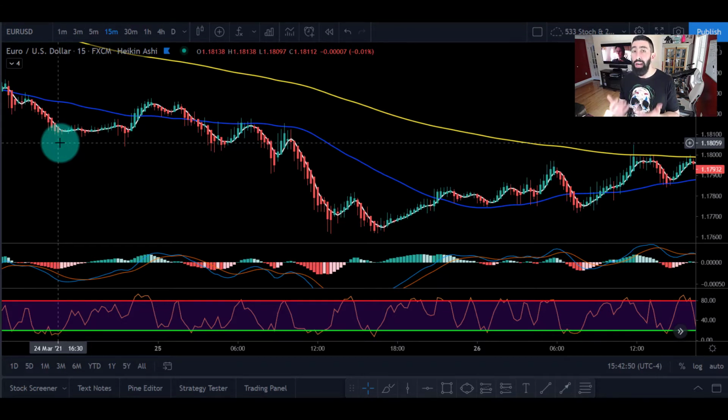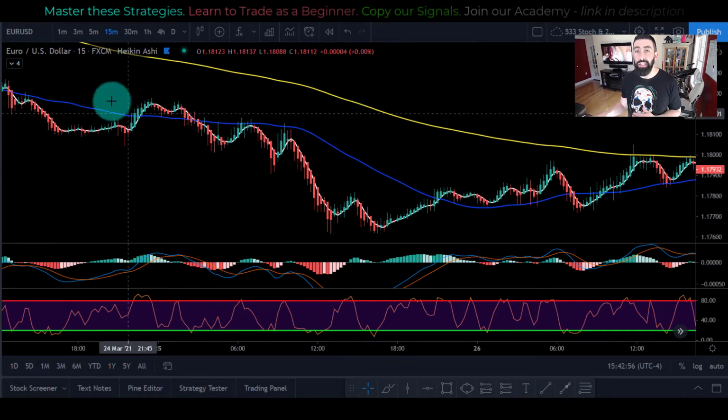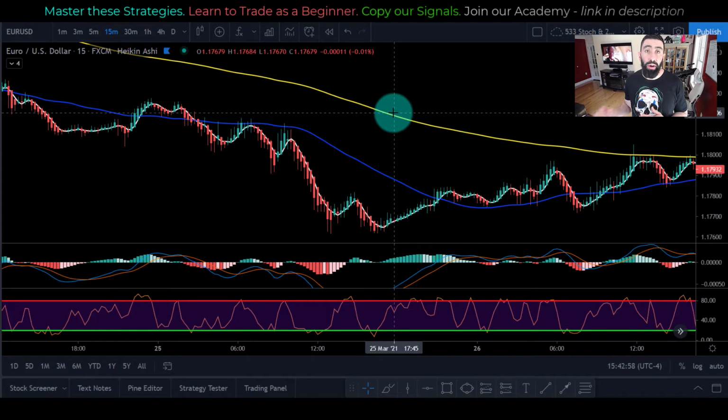Now this also comes in with proper market analysis, all right, and also the fact that we have a 200 EMA, which is the yellow line. So if the market is below, we're in a seller's market. So in this case, we're only looking for sell trades.